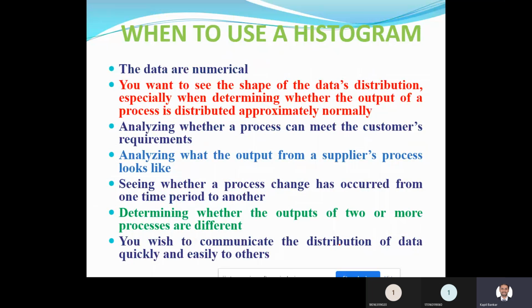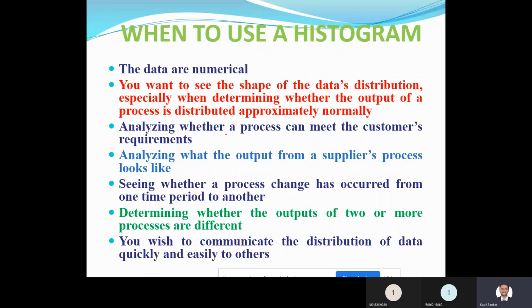Now some information on when to use a histogram. When the data are numerical, at that time you can use a histogram. You want to see the shape of the data's distribution, especially when determining whether the output of a process is distributed approximately normally. Suppose you want to see whether your data is distributed normally or not, at that time you must choose this diagram, in which from the shape you can decide whether your data is normally distributed or not.